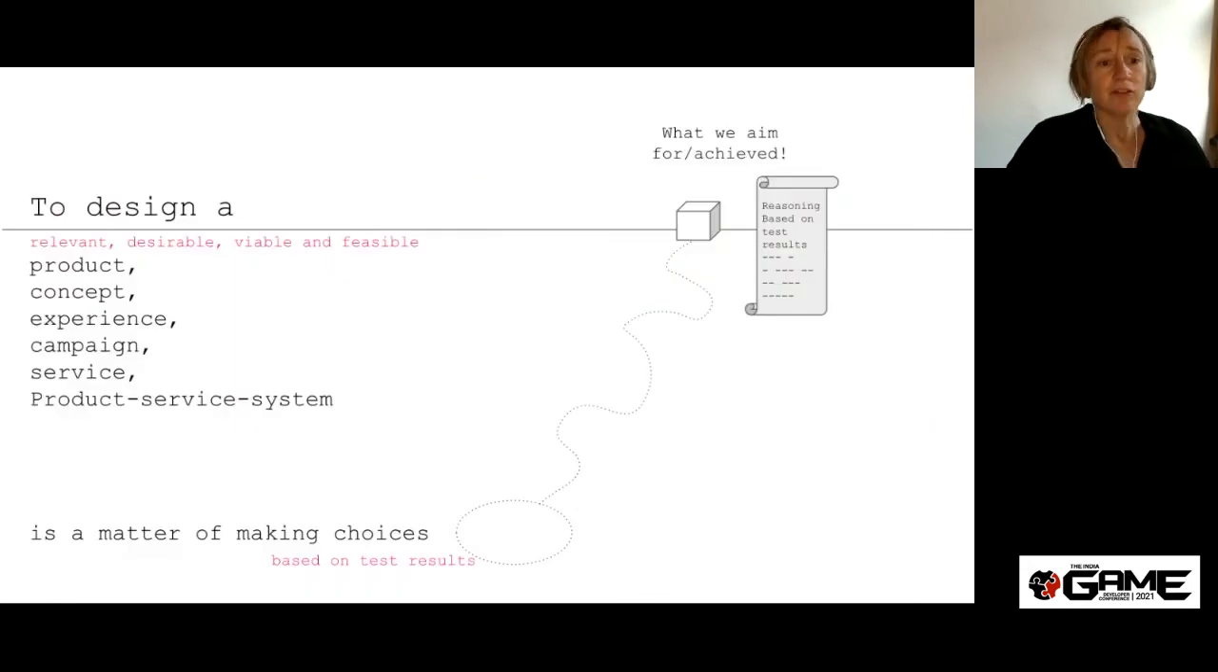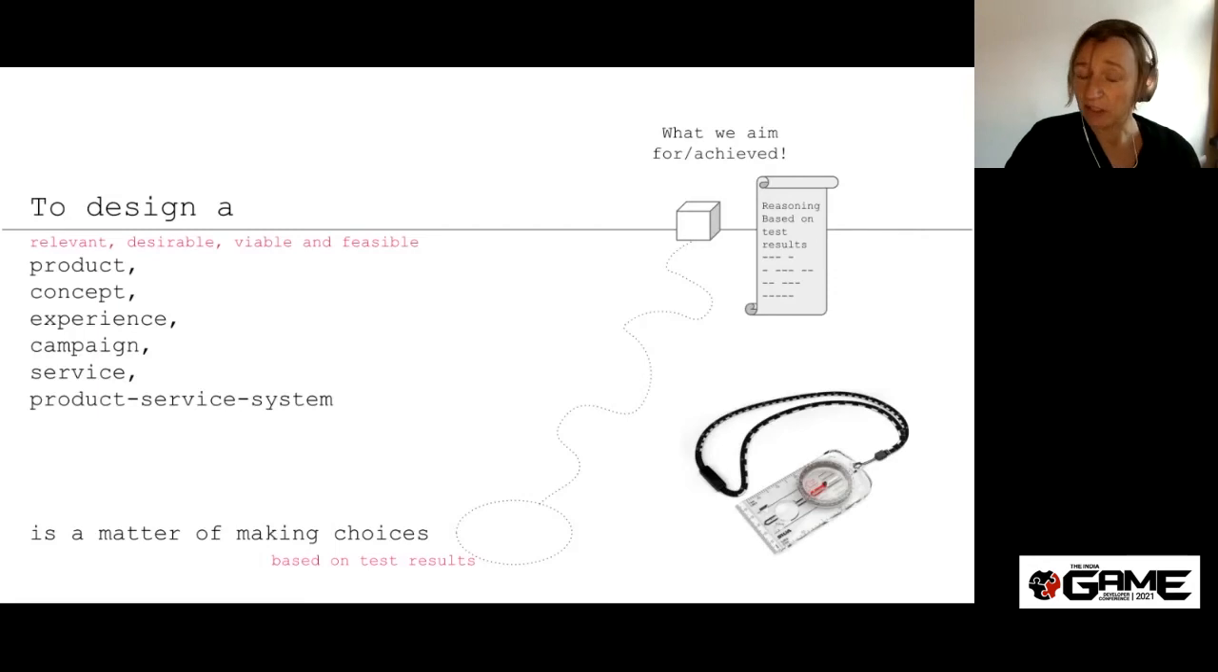So again, to design a relevant, desirable, viable, and feasible product or concept, experience, campaign, service, or product service system, it is a matter of making choices based on test results. Sometimes you can just take a leap and take a guess. Some designers are able to do that, but mostly you need to find test results to also convince the people around you, convince your investors, convince your problem owners or your users even. So, and then you have a reasoning based on test results.